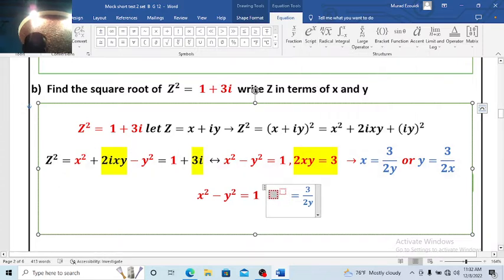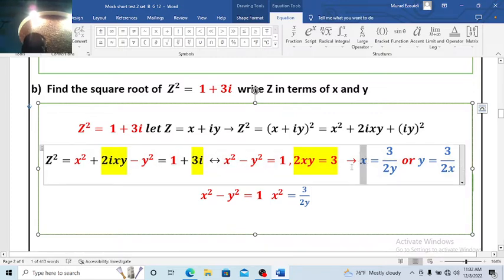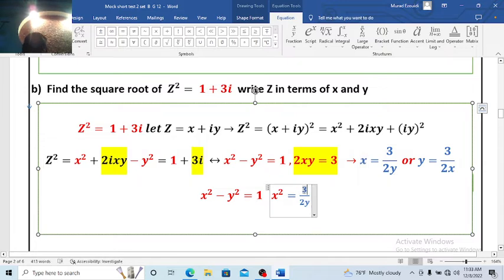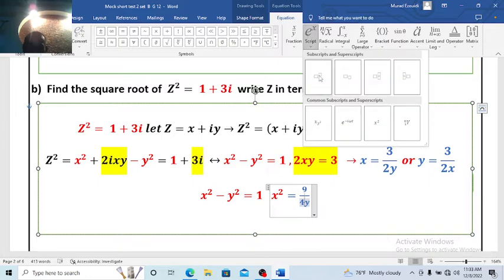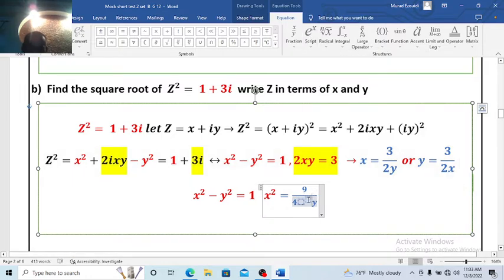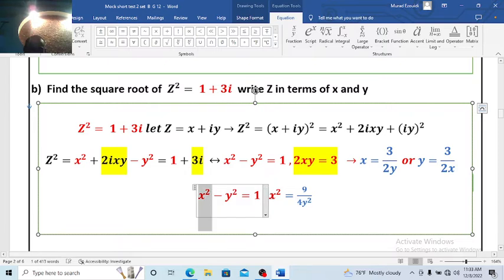I will write x to the power 2. Why do I square? Because I want to square this, which is x squared. At the same time, I should square 3 divided by 2y. 3 squared is 9, 2 squared is 4, y squared is y squared. It will be 9 divided by 4y squared. Then I will replace this by 9 over 4y squared.